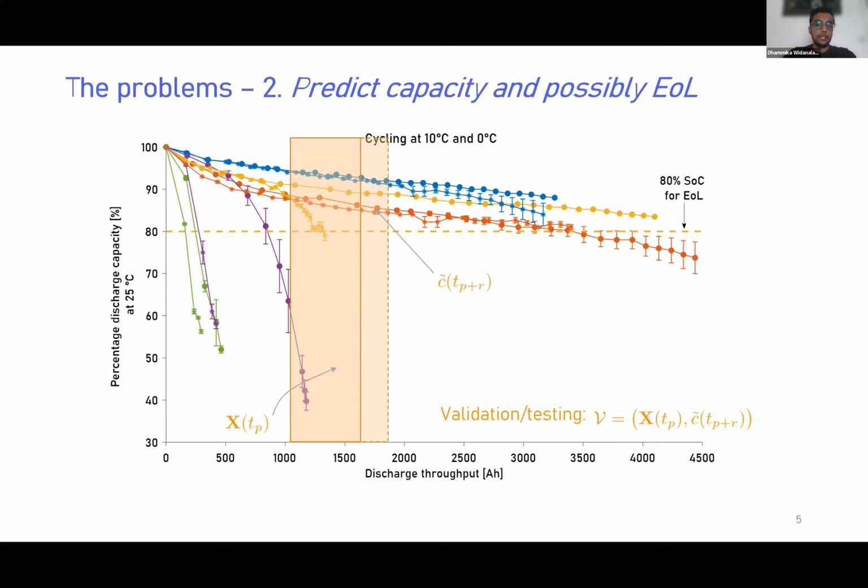So we could use such a problem as well to possibly answer what the end of life is, because we could say, well, how long is it going to take before this capacity reaches 80%, right? And if it answers that question reliably, well, then you have a good estimate on the end of life.